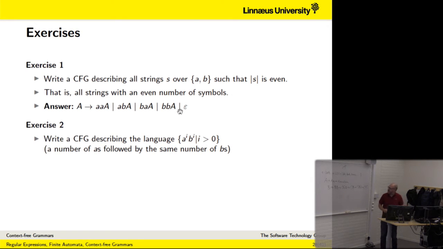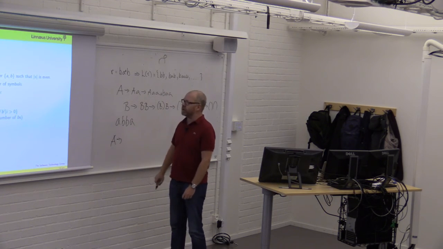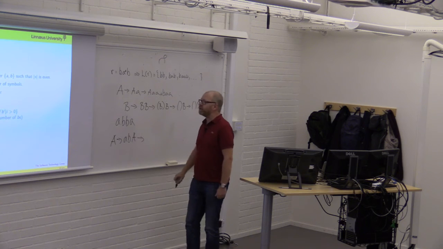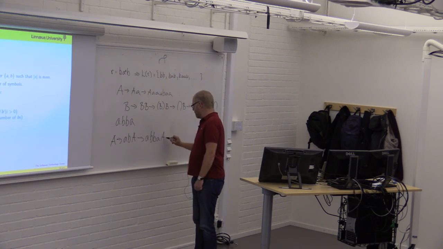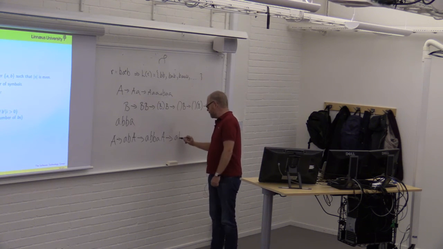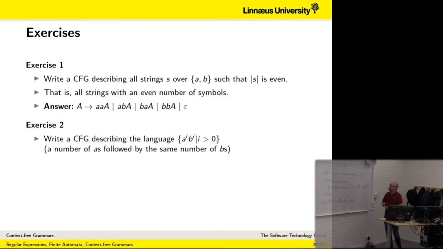So, A, B, B, A. I start with A. I apply the second rule, A, B, uppercase A. I apply the third rule, making A, B, B, A, A. And then I apply which rule? The empty rule, saying that this one is A, B, B, A. So, in the same way that regular expressions recognize strings matching a pattern, context-free grammars can be used to derive all valid strings.